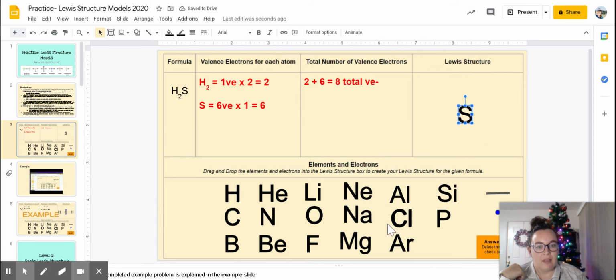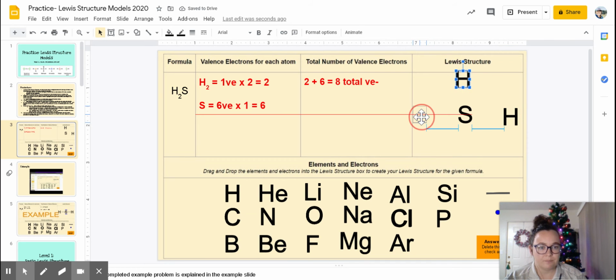That means I know my hydrogens are going to be on the outside, so I'm going to drag them up here. Do note that it doesn't necessarily matter if you put them on the side like this or if I wanted to stack them vertically. It's the same answer. Either way is correct, but I'm going to stack it this way just to make it easier.